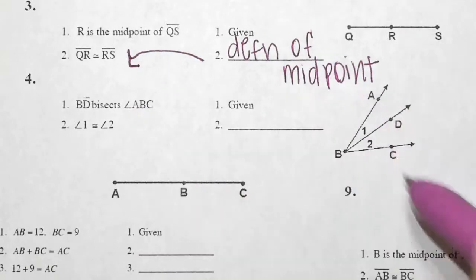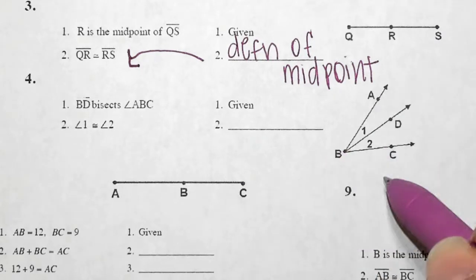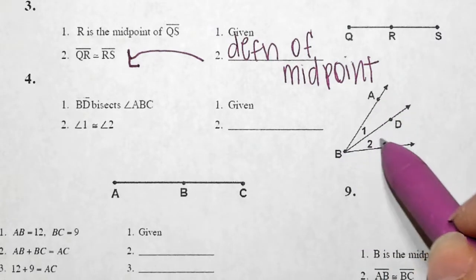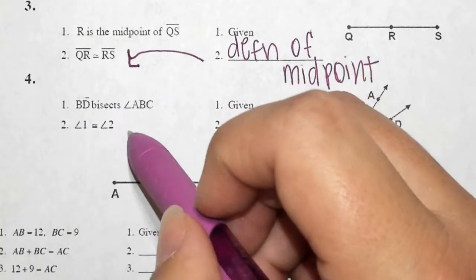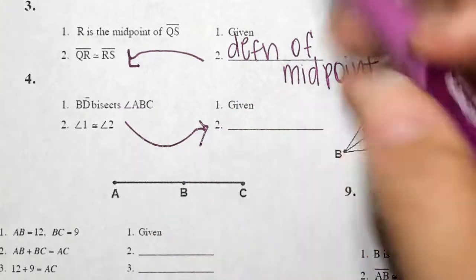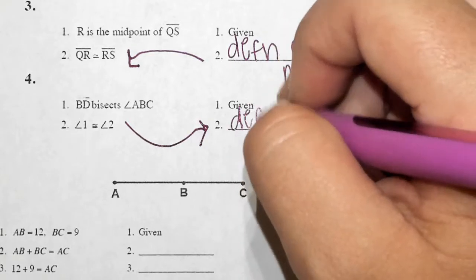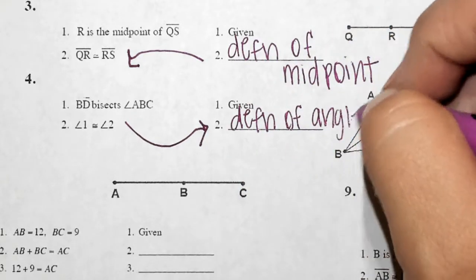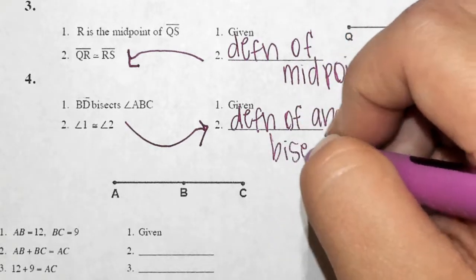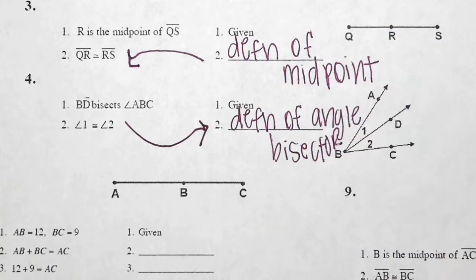Number 4 says that BD bisects angle ABC. Well, therefore, angle 1 is equal to angle 2. What's the reason I can write that? What's it called? Right. Okay, we're going to start to get a little bit harder.